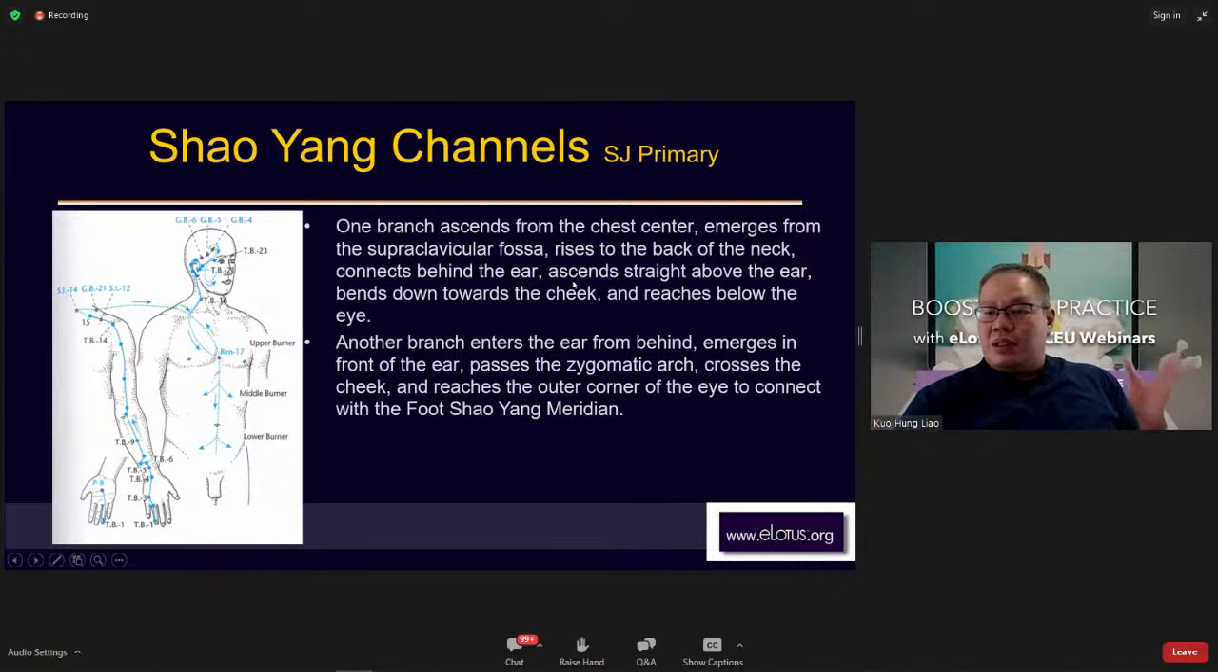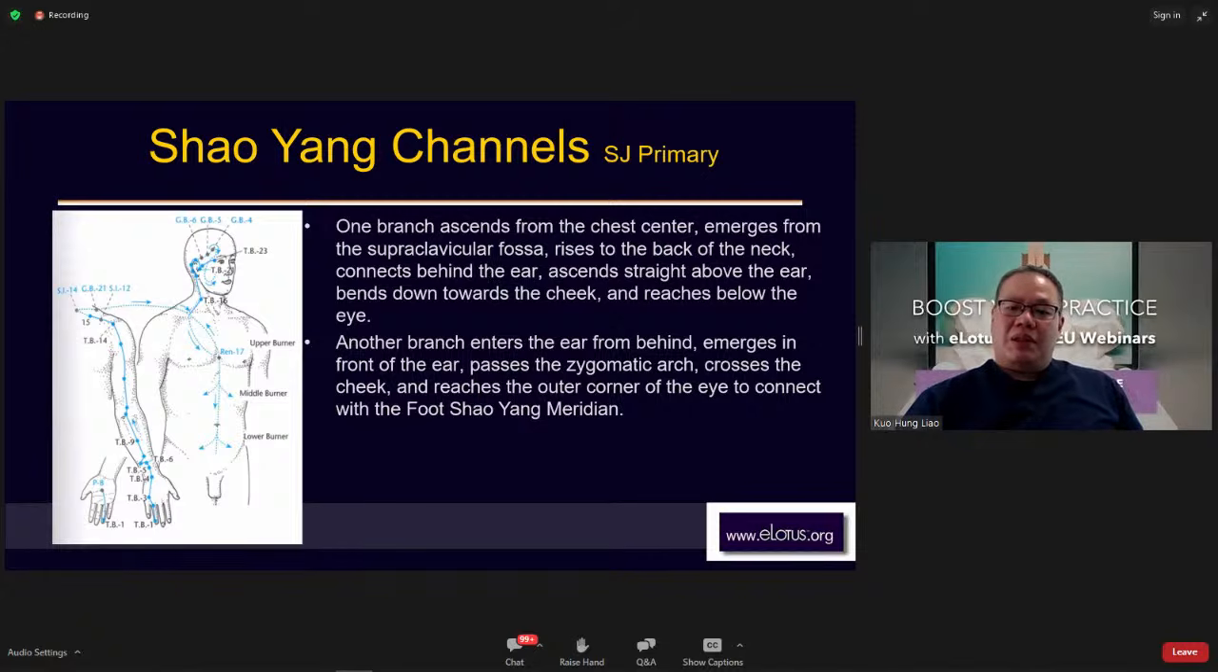And through the side of the face, ear, into the cheek, to the eye, okay? Another branch enters the ear from behind, emerges in front of the ear, and passes the same way through the cheekbone, and crosses the cheek, reaches the outer corner of the eye again, and connects to the fascial channel. The fascial channel starts from the outside corner of the eyes. Okay, so that's the hand Shaoyang.